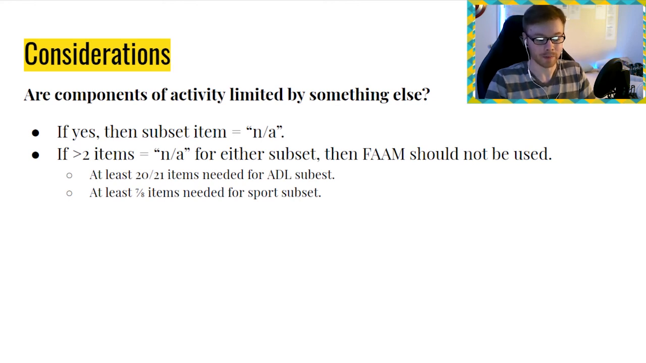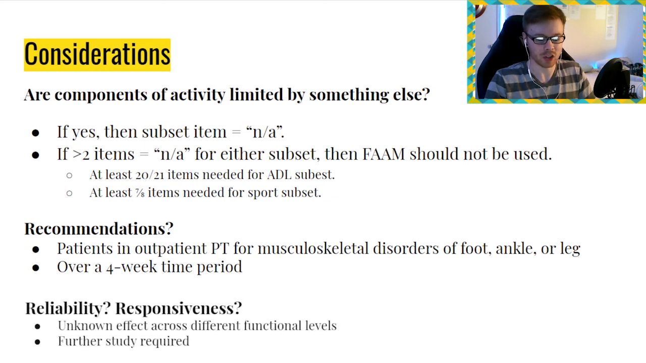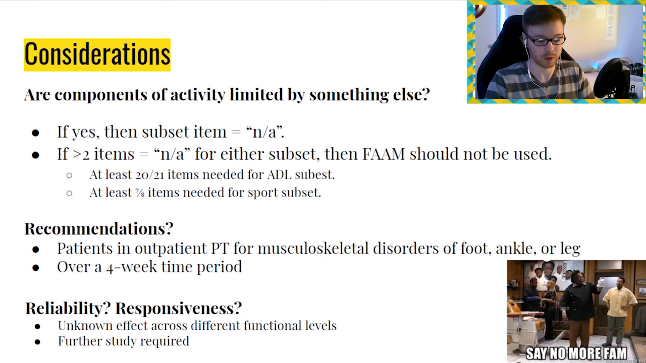That said, studies have generalized the use of this outcome measure for patients in outpatient ortho for musculoskeletal disorders of the lower quarter over a 4-week time period. Further studies are needed regarding the validity of the FAAM score in other settings or over a different time frame. Also, emerging studies should investigate the reliability and responsiveness for this outcome measure across different functional levels. And now Lucas is going to walk us through more of the psychometrics for FAAM.